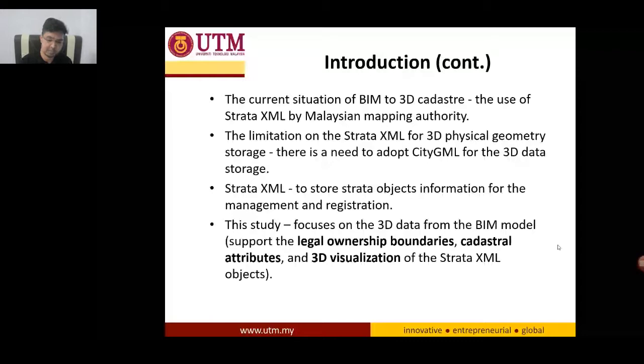For your information, the Strata XML is a standard format developed by the Malaysian local authorities, which is to store strata data information, or in other words, the legal data, for the management and registration of strata object, cadastre object. So this study focuses on the 3D data from BIM model to support the legal ownership boundaries, cadastre attributes, and 3D visualization of the strata object.